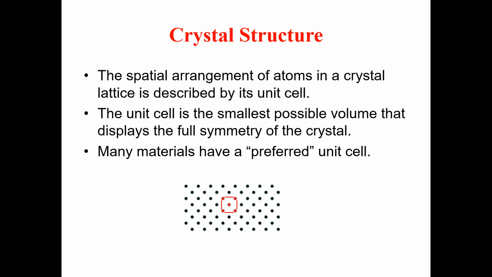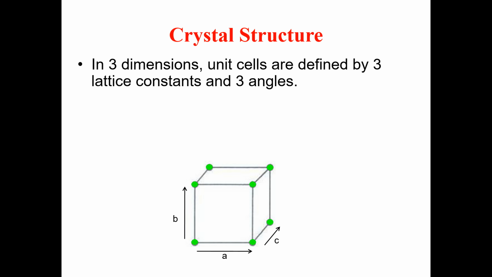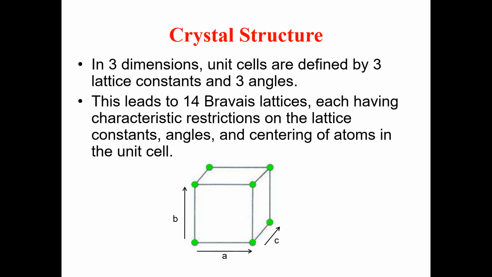So many materials have a preferred unit cell. For example, here if you look, a unit cell in 3 dimensions. In 3 dimensions, unit cells are defined by 3 lattice constants and 3 angles. Again, you have learned that in solid state physics and crystallography. In 3 dimensions, we define the unit cell by 3 lattice constants that we normally write with the small English letters a, b, and c. They define the lattice constants. And the three angles are denoted by alpha, beta, and gamma. They basically denote the angles.